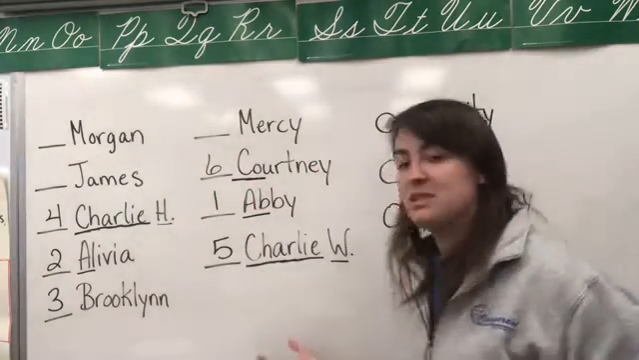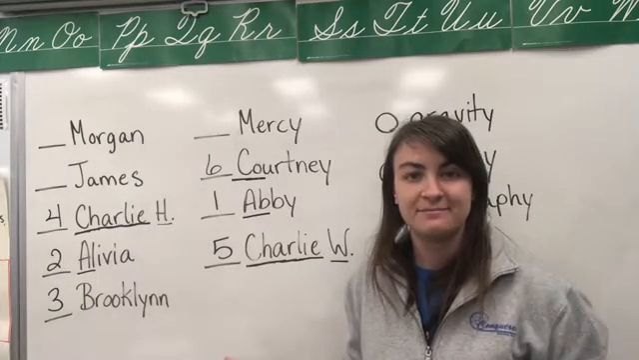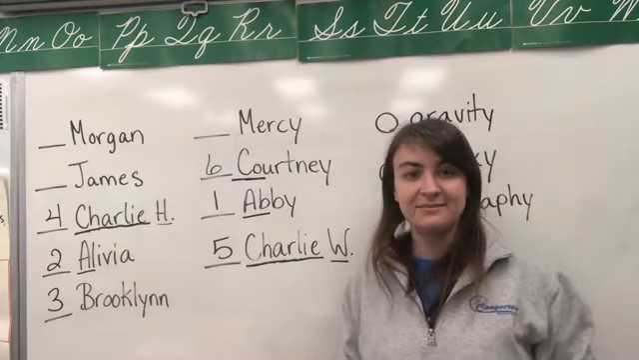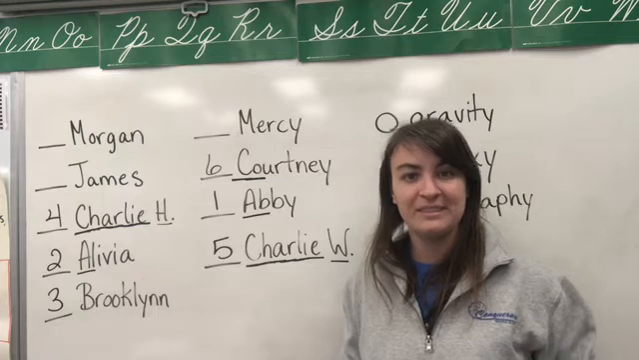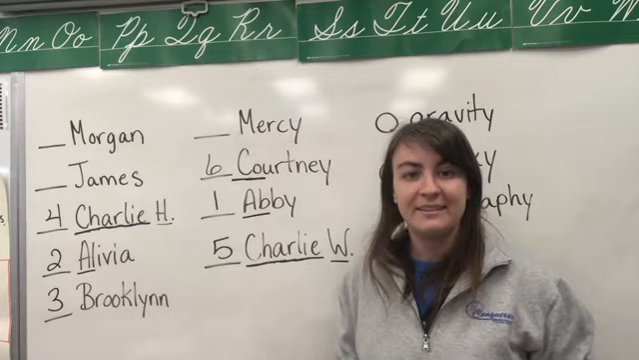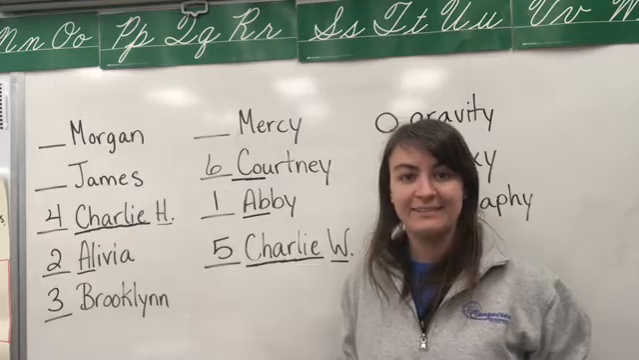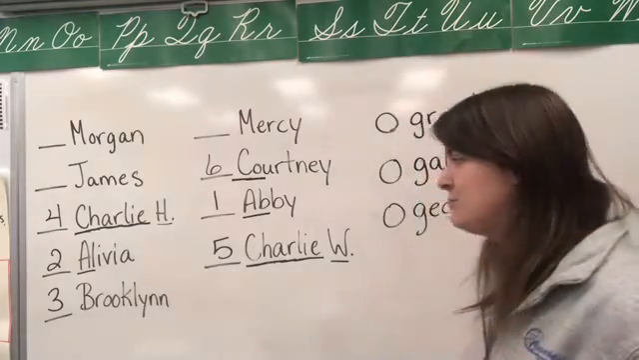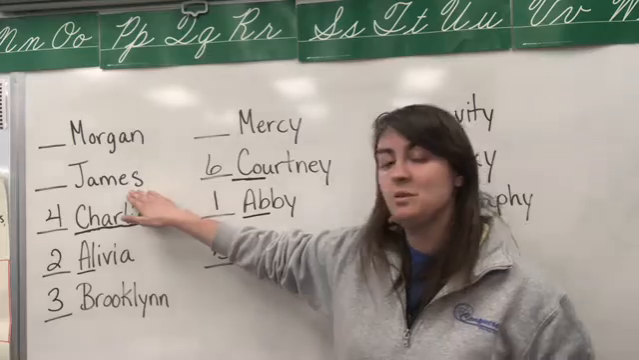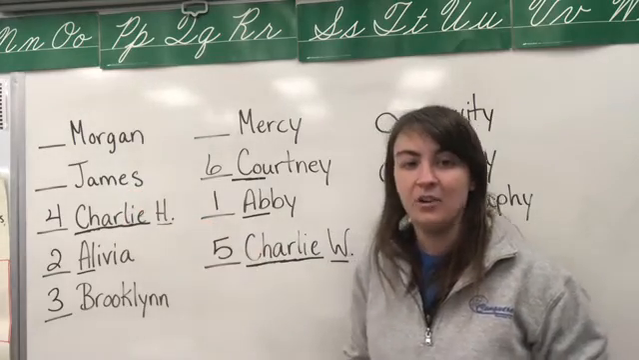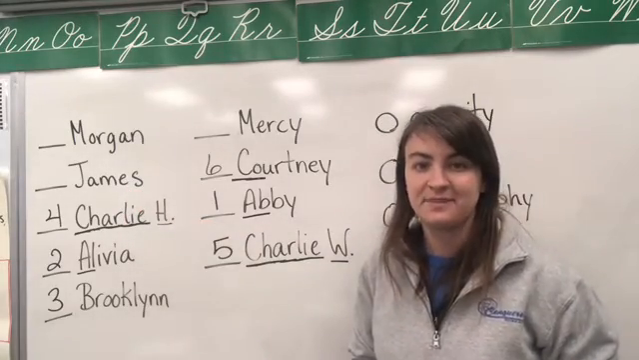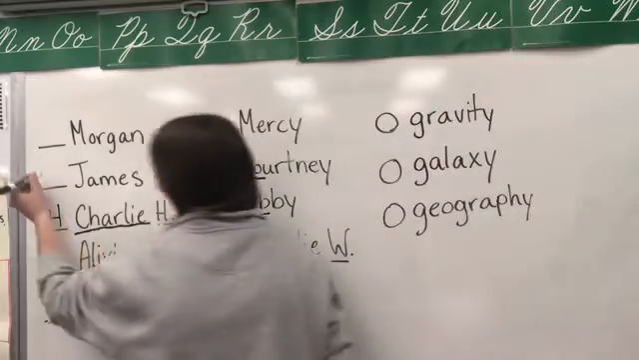Now, do we have any names that start with the letter D? No. Then E, F, G, H, I, J. You're right, we do have a name that starts with J. James. So James would be what number in our alphabetizing order? That's right, he would be number 7.